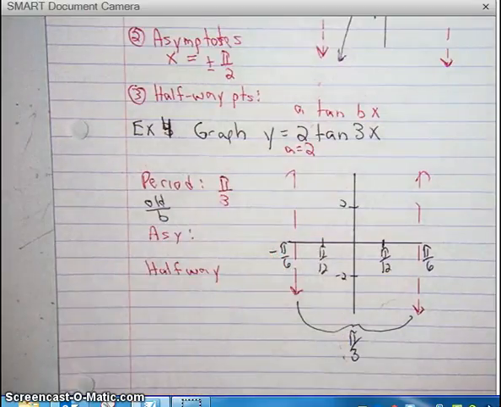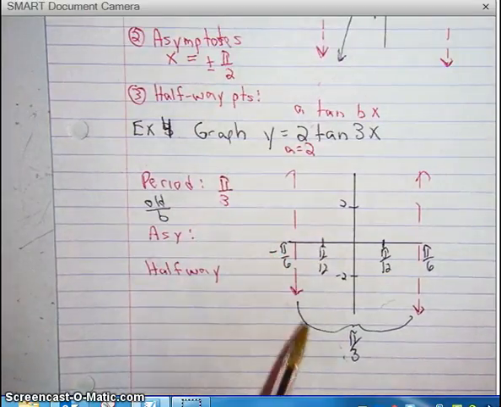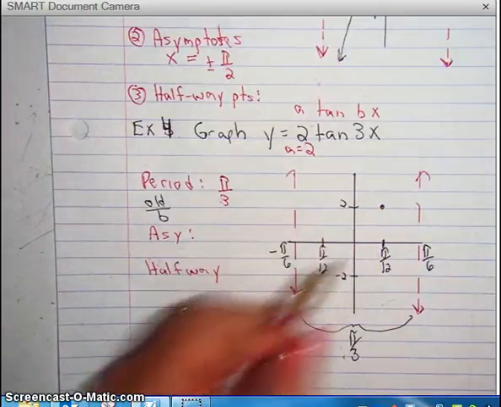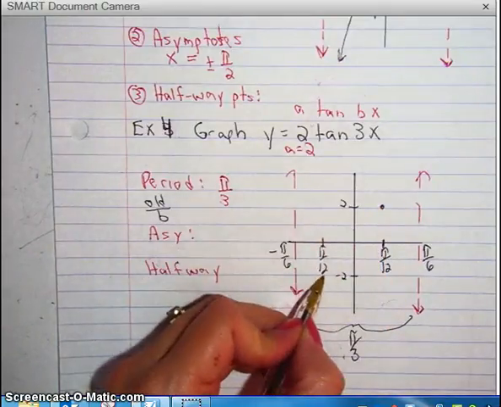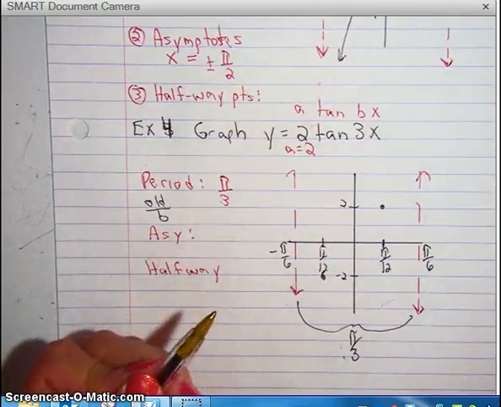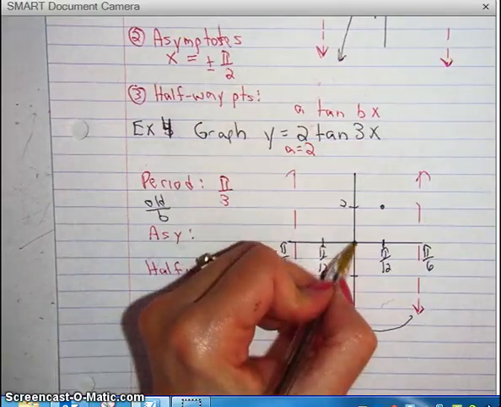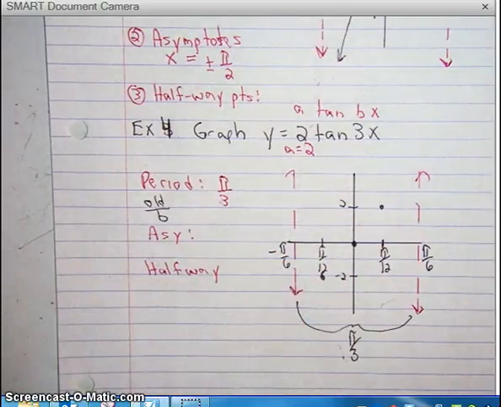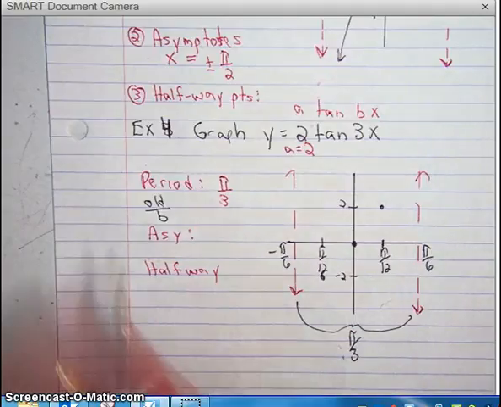And now we've got our halfway points. So at the positive halfway point, we're up at 2. Negative halfway point, we're down at 2. Tangent always goes through 0, 0, unless it's translated. Okay? All right, good job. So asymptotes cross the x-axis.